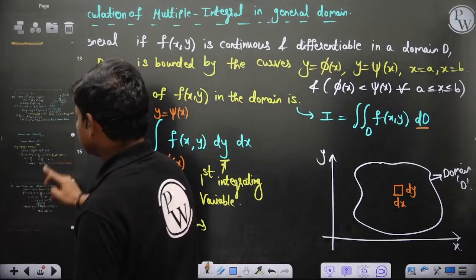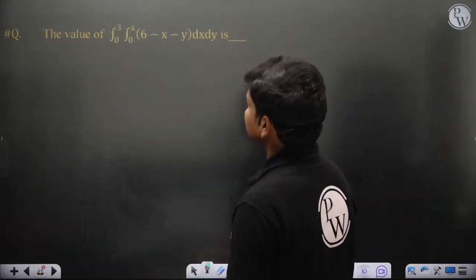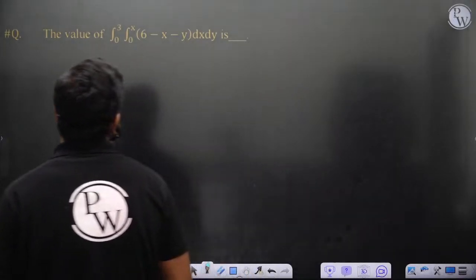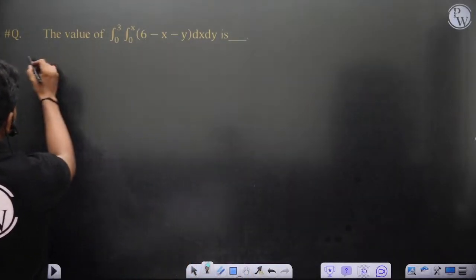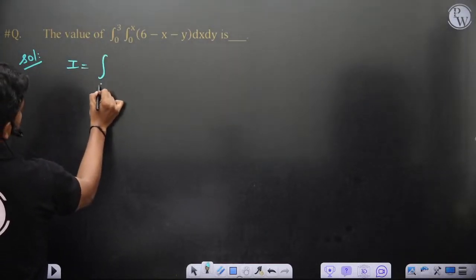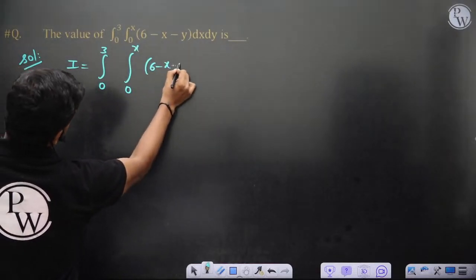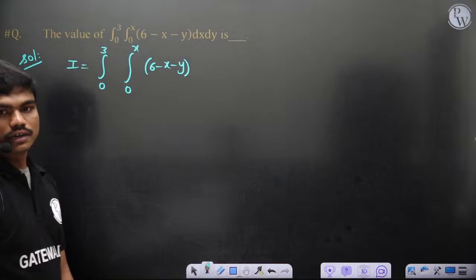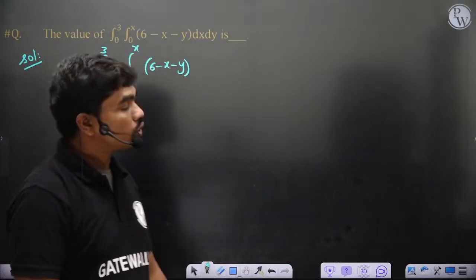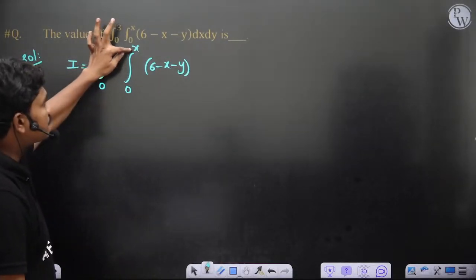So first let us solve one question. The value of the integral 0 to 3, 0 to x, of 6 minus x minus y dx dy. Sometimes they give you this to confuse you. Look, I is equal to integral 0 to 3, integral 0 to x, 6 minus x minus y dx dy. Try to understand one thing: dx into dy or dy into dx, it's the same because it's just the elemental area. So observe carefully, there is involvement of x here.